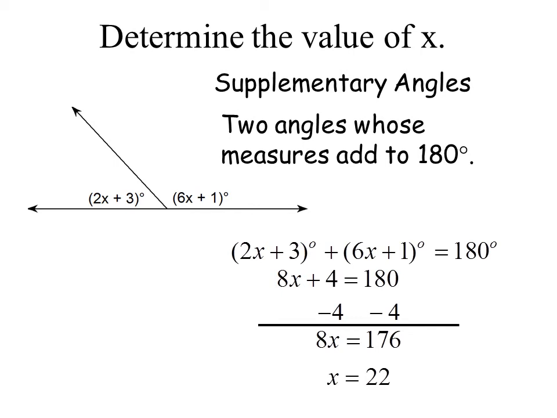I can check my answer by substituting it back into each expression for x. So I know that 2x plus 3 would actually equal 47 degrees. And if I plug 22 in for x in 6x plus 1, I know that that would be 133 degrees. And if I add 47 and 133, I get 180, so that checks out.